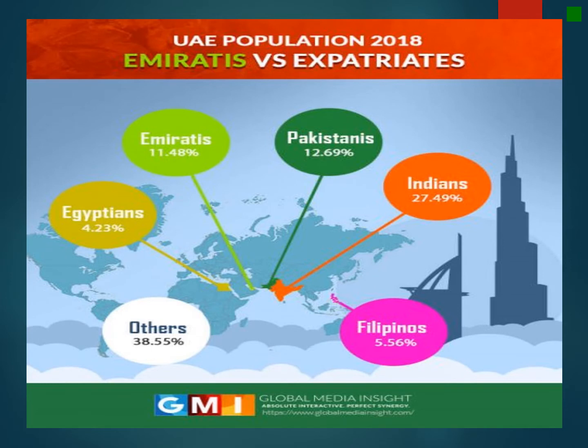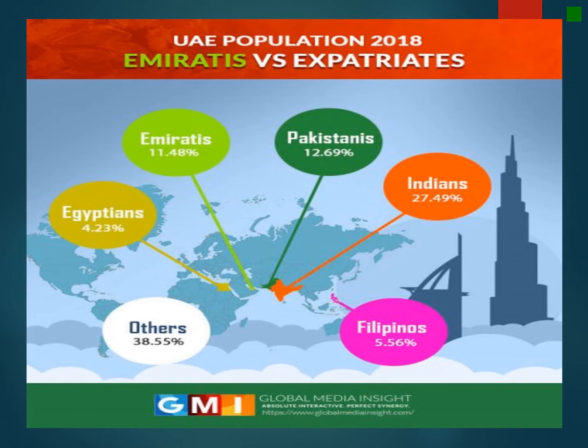UAE population, Emiratis versus expatriates. So here you have Egyptians 4.23, Emiratis 11.48, Pakistanis 12.69, Indians 27.49, Filipinos 5.56 and others 38.55. Now look at these numbers. The first number over here: 4, 11, 12, 27 and 5.